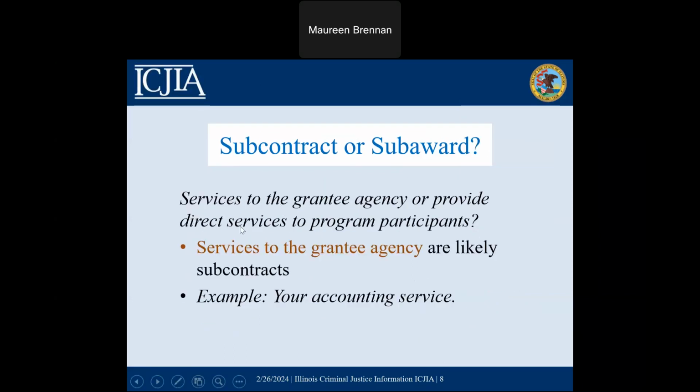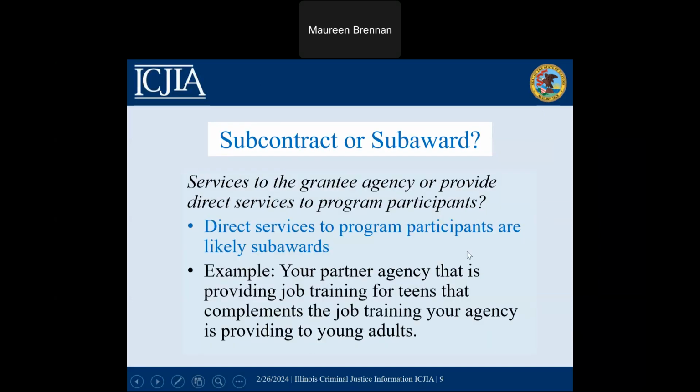When we ask whether the service is provided to the grantee or provided to program participants, if the services are provided to the grantee agency, they're likely to be subcontracts. For instance, your accounting service. That's a necessary service, but it is provided to the grantee agency and not to the program participants. If we ask that same question and the direct services are provided to the participants, then that's likely to be a subaward. For example, if your partner agency is providing job training for teens, and that complements the job training your agency is providing to young adults, they're providing services to the program participants. So that agency is likely going to be treated as a subaward.